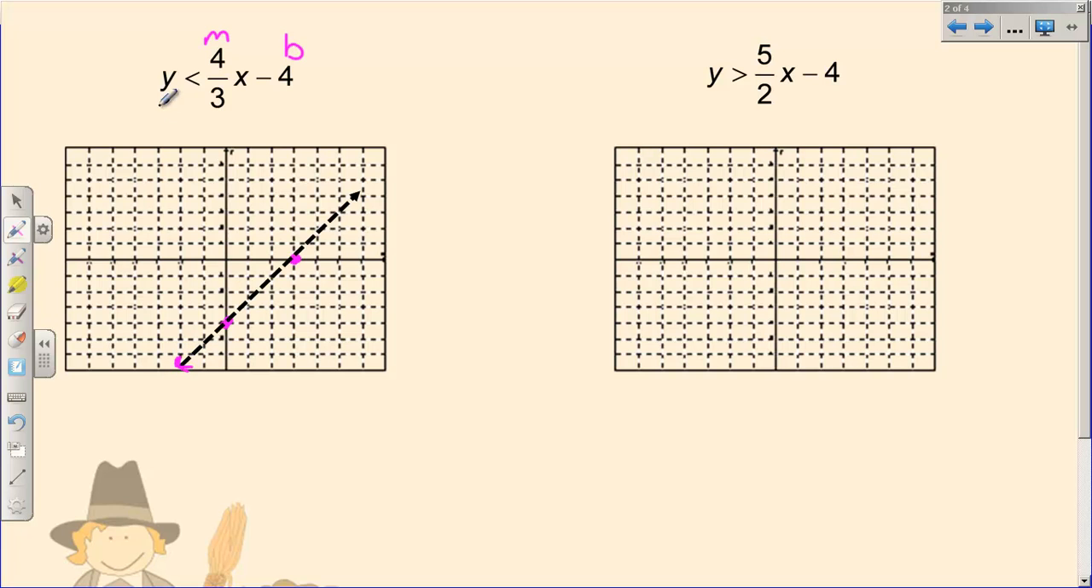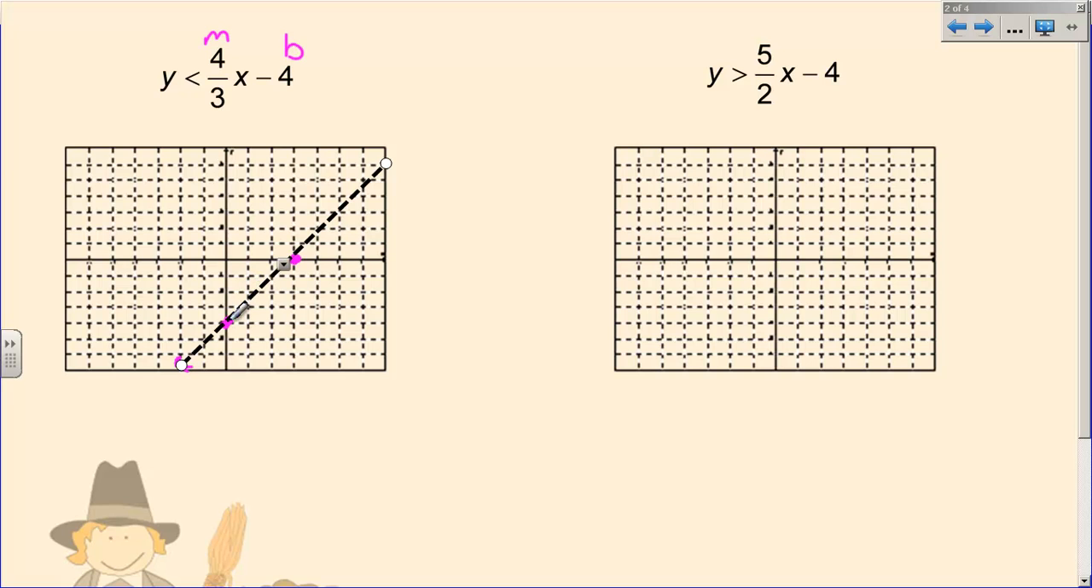And because this is less than, I'm going to have to shade all the points less than my line. I'm going to make my line a little bit longer though, so that it goes all the way through the graph. I have to shade everything that is less than this line. And here is how I'm going to do this, okay?